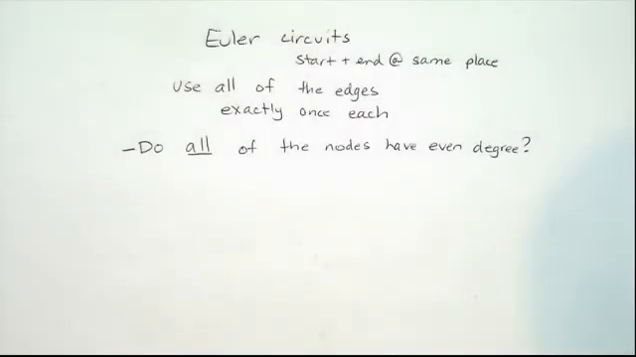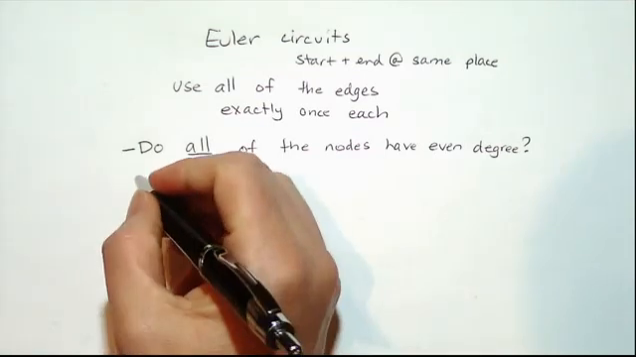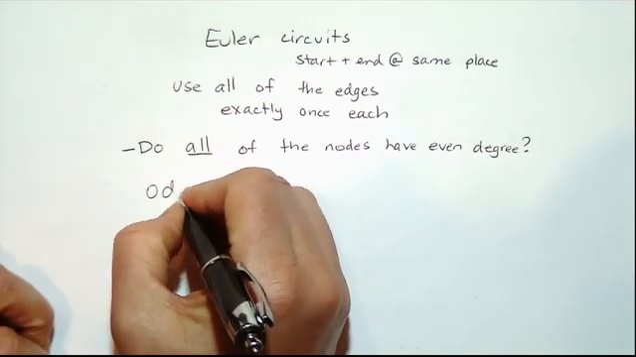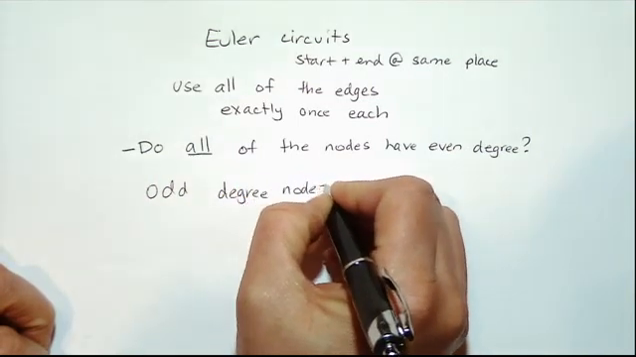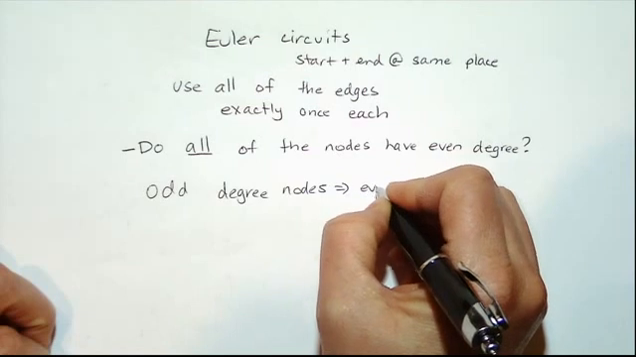Right, so one explanation is if we have a node that has odd degree, then it either has more entrances or exits than it has the opposite. So that means that I'm going to get stuck there at some point. So if anything has odd degree, I don't have a way to get back out once I get back there. So odd degree nodes means that you eventually get stuck.